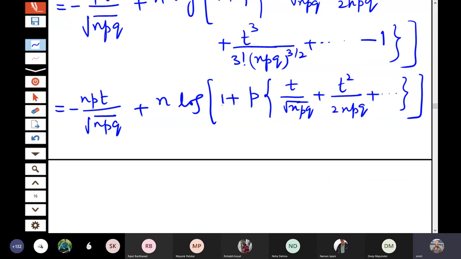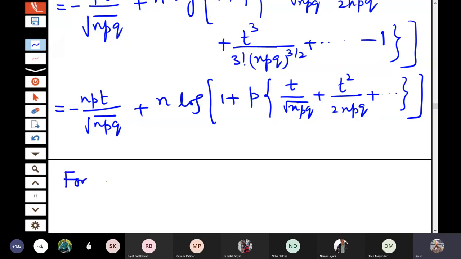You look at this log of 1 plus something is there, but that something in the denominator you are always having n there, and we have to take the limit as n tends to infinity. So that means this term can become very small. For expansion of log of 1 plus x or log of 1 minus x, what is the condition? That x should lie between minus 1 to 1. So for n large, this can be expanded.